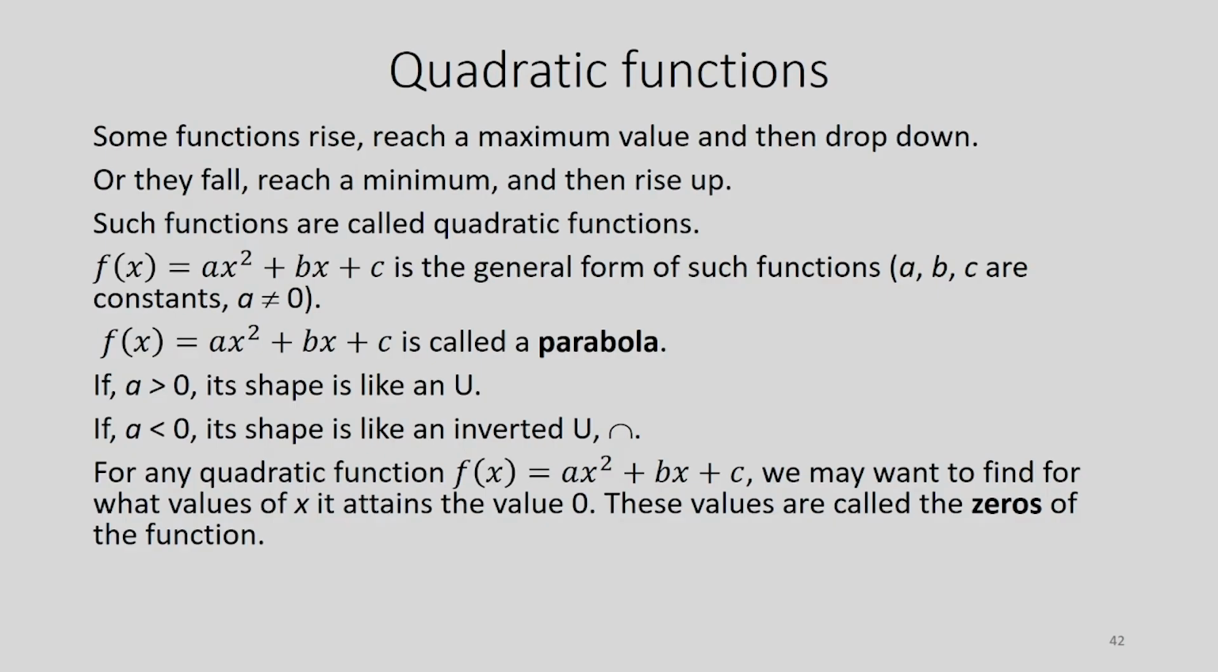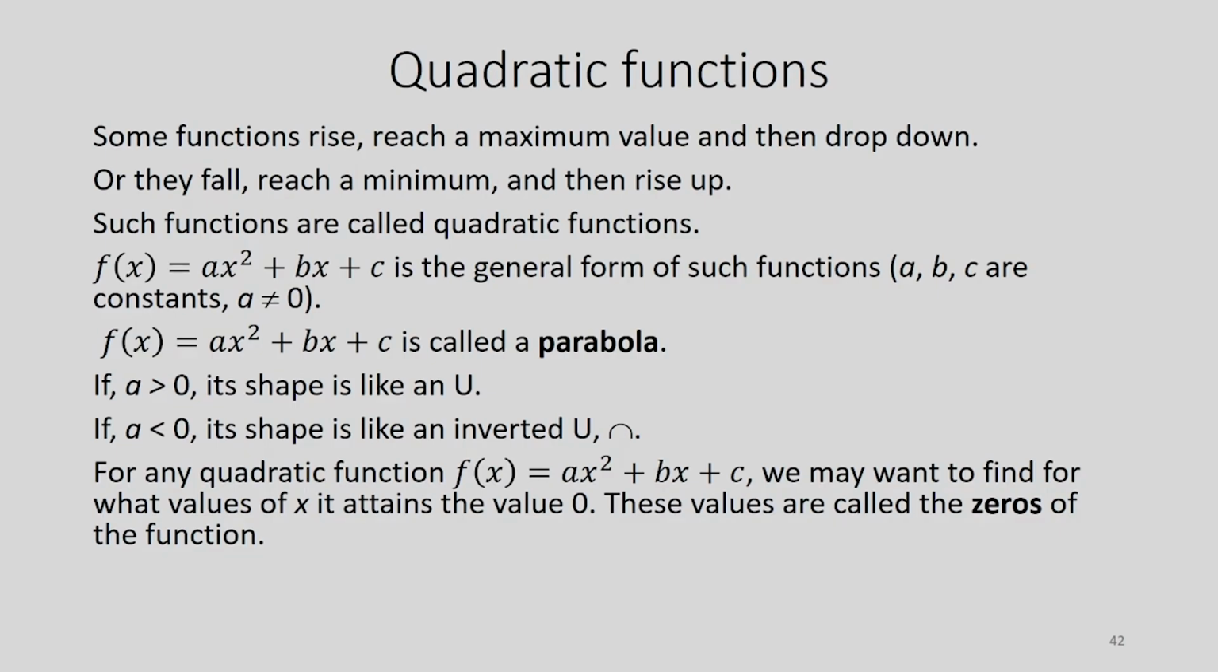Some functions rise, reach a maximum and then drop down, or it may happen that these functions first decline, reach a minimum and then rise up. Okay. So, you can see that unlike linear functions which go only in one direction, these functions behave in a more complicated manner. Such functions are called quadratic functions.